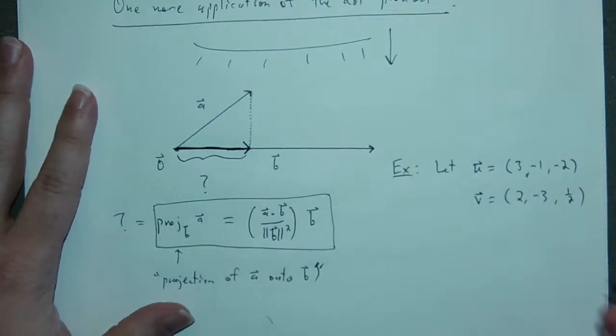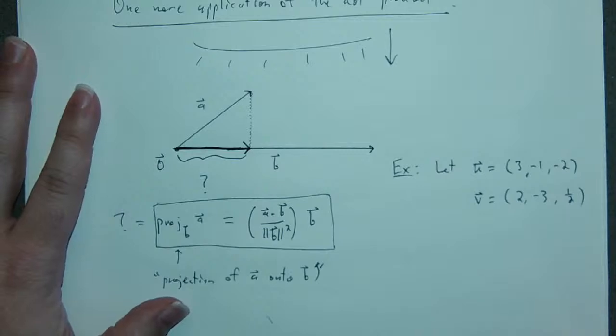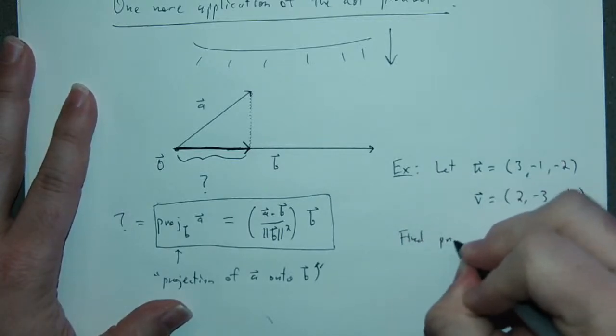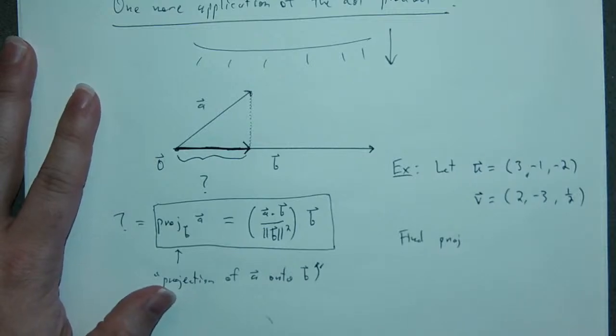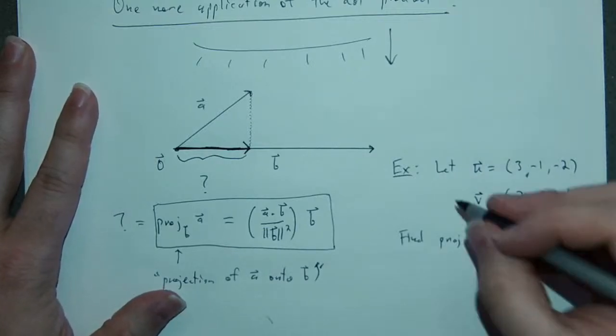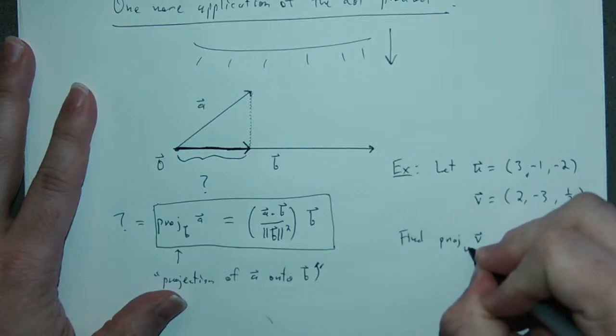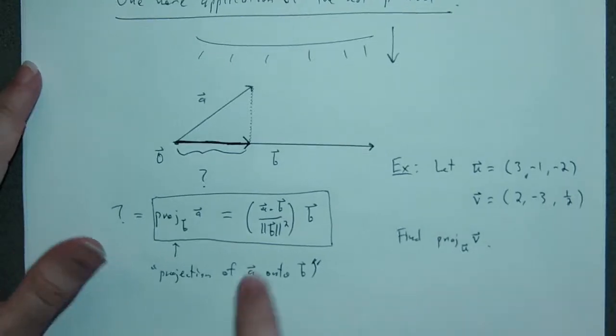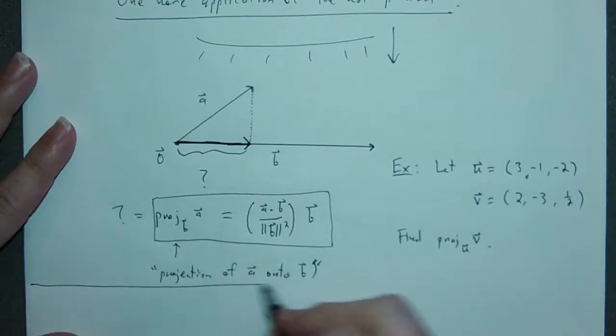Then I want to find the projection of, say, V onto U. So let's find the projection of V onto U. What do I have to compute here? Let me give myself some room.